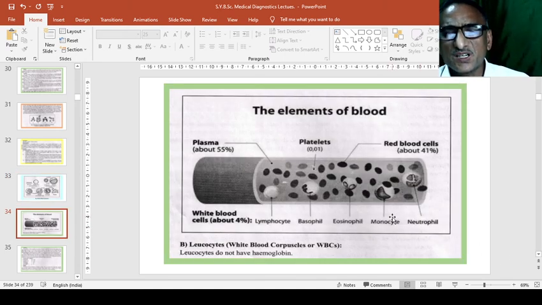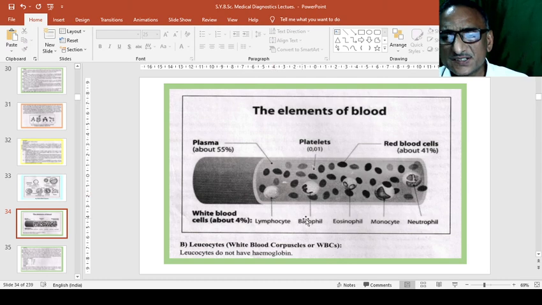The elements of blood generally compose of the matrix, or plasma, in which the cells are suspended. The platelets are very minor and randomly scattered. RBCs are in tremendous numbers, about 41%, and plasma is about 55%. Platelets are a very small percent, 0.01%. White blood cells are about 4%. They are very rare but very important, performing the functions of defense.